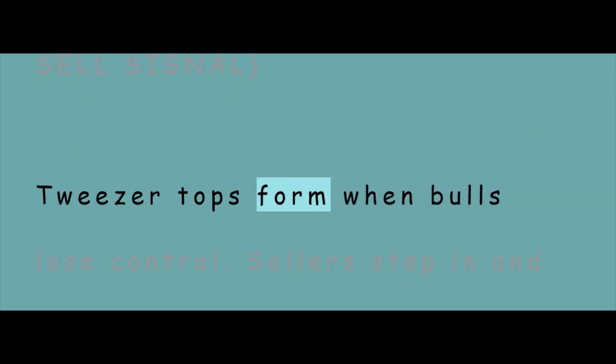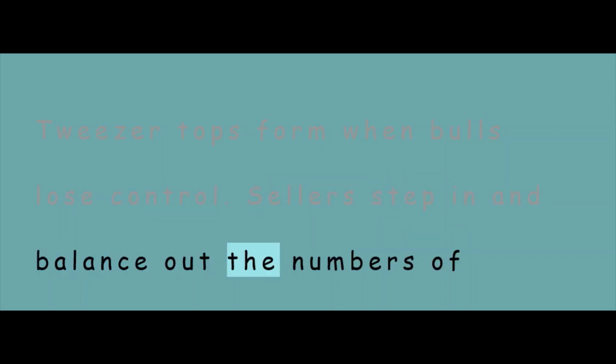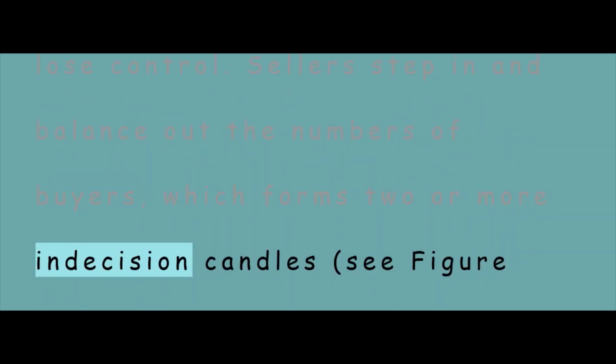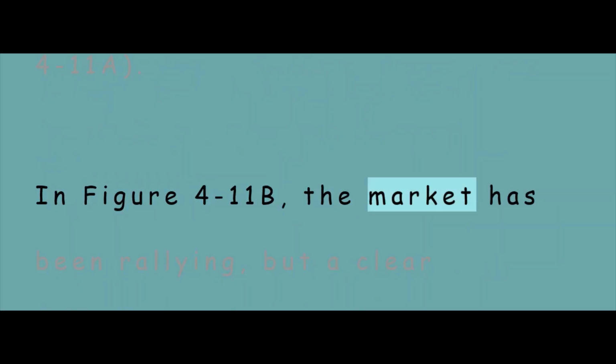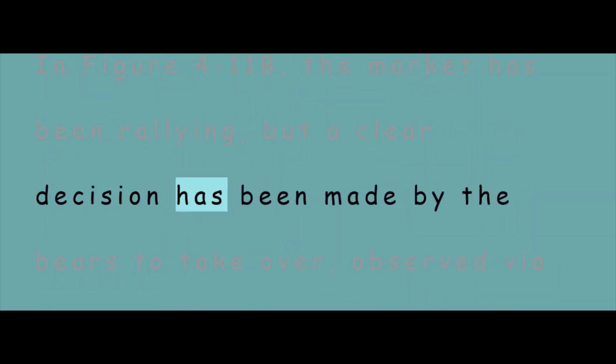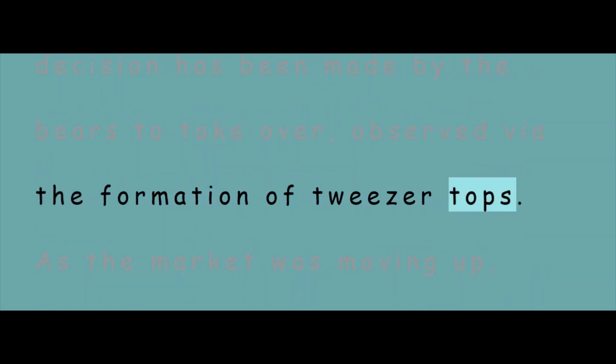Tweezer top formation, sell signal. Tweezer tops form when bulls lose control. Sellers step in and balance out the numbers of buyers, which forms 2 or more indecision candles, see figure 411a. In figure 411b, the market has been rallying, but a clear decision has been made by the bears to take over, observed via the formation of tweezer tops.